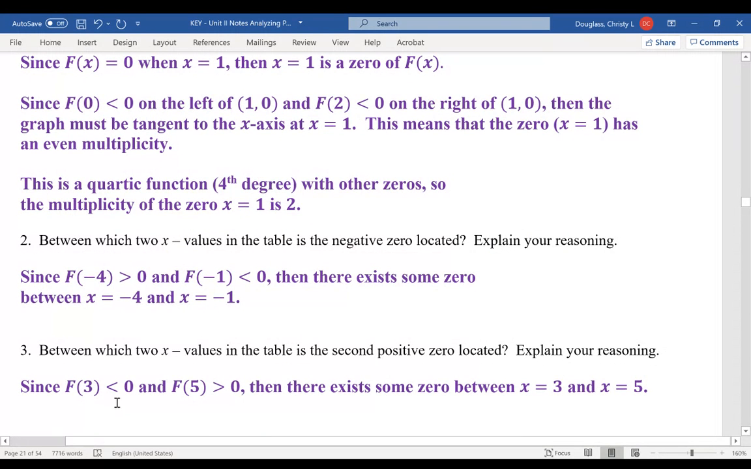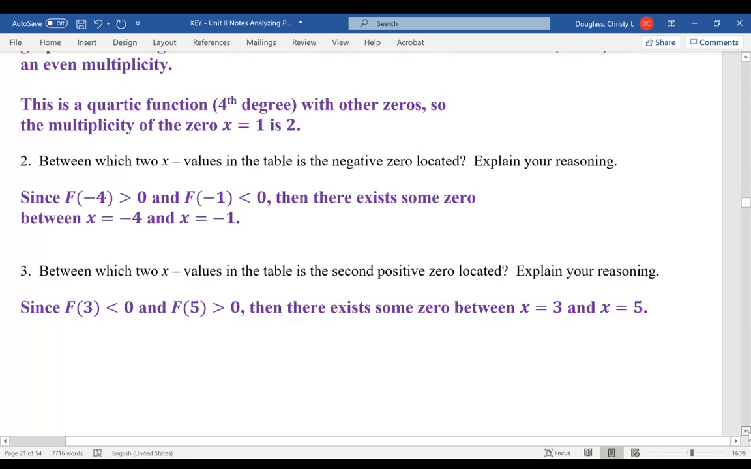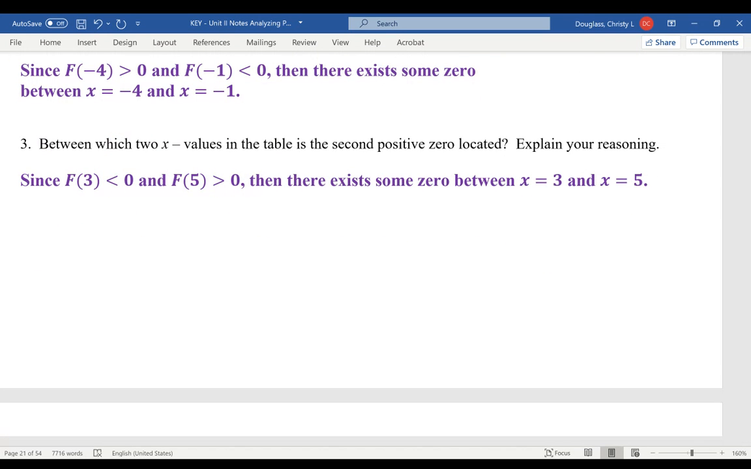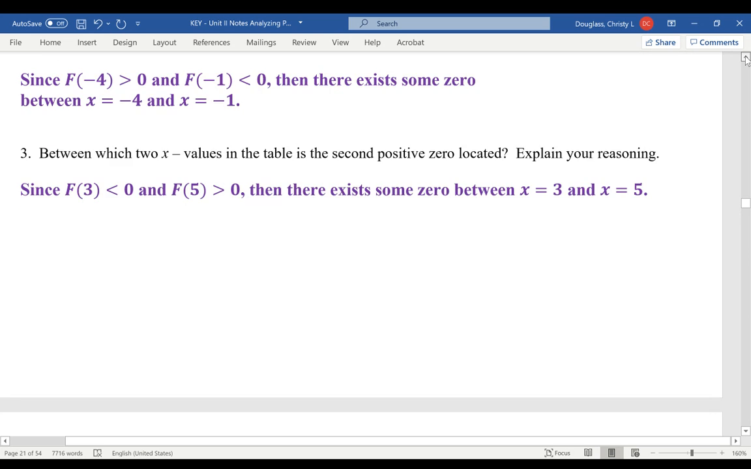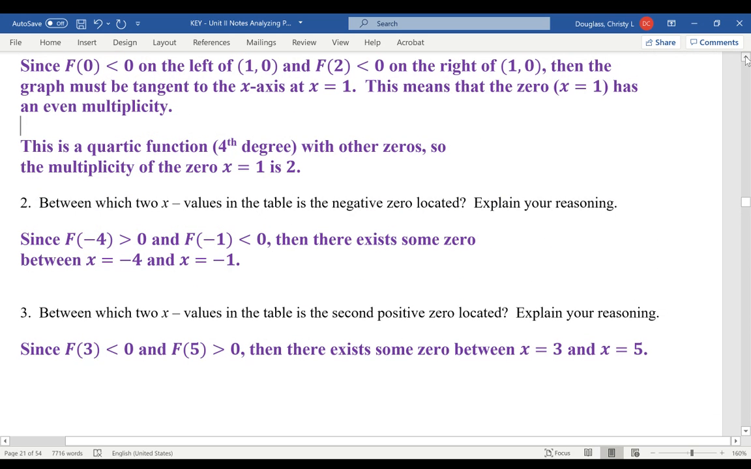Since f of 3 is less than 0 and f of 5 is greater than 0, then there exists some 0 between x equals 3 and x equals 5. So we can use this intermediate value theorem to help us narrow down and locate where the zeros might be.